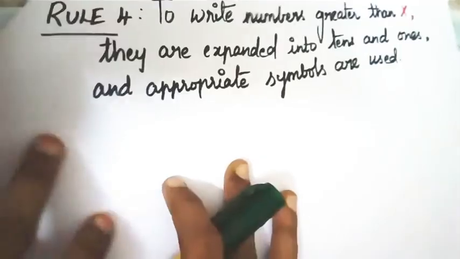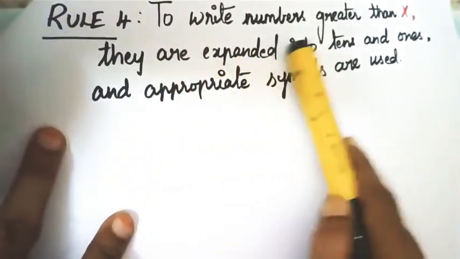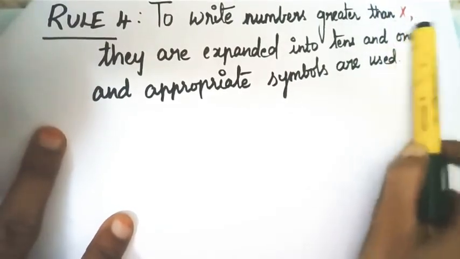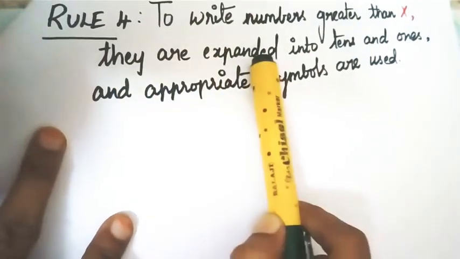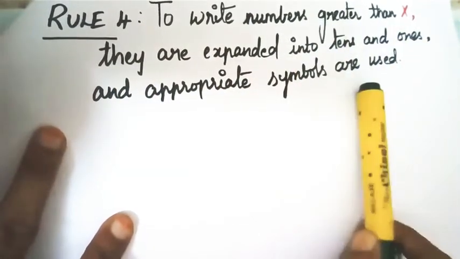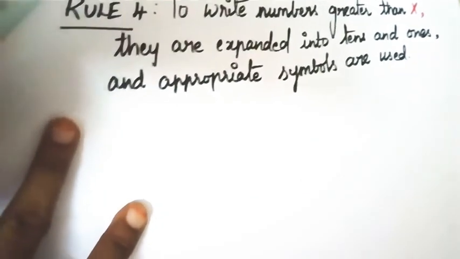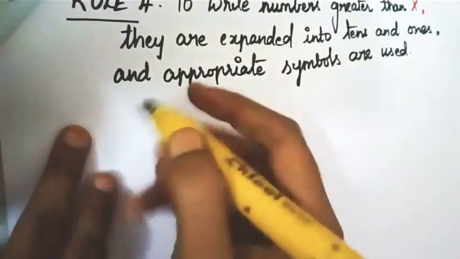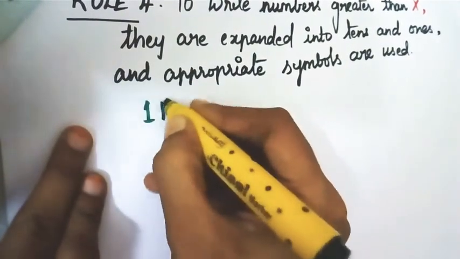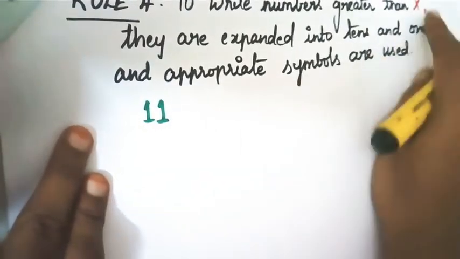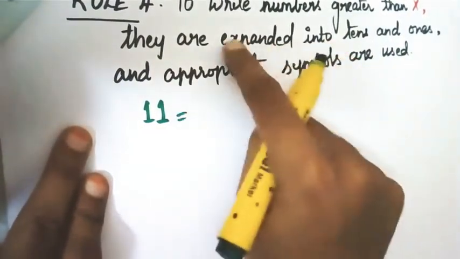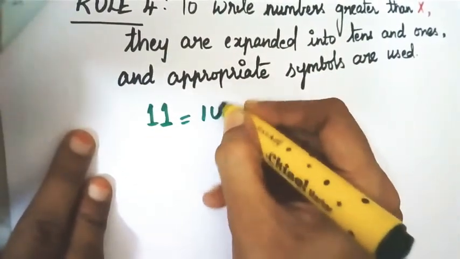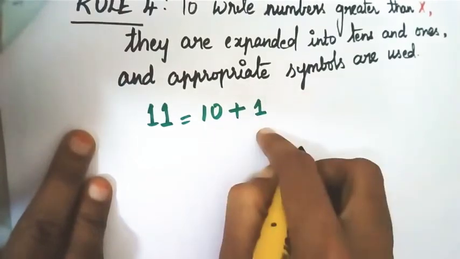Let's move to the final rule, that is rule number 4. To write numbers greater than X, what is the value of X? 10. To write numbers greater than 10, they are expanded into tens and ones and appropriate symbols are used. What you should do? For the numbers more than 10, you have to expand and then write the appropriate symbols. So 11. What is more than 10? Next number to 10 is 11. What you are supposed to do? You have to expand into tens and ones.